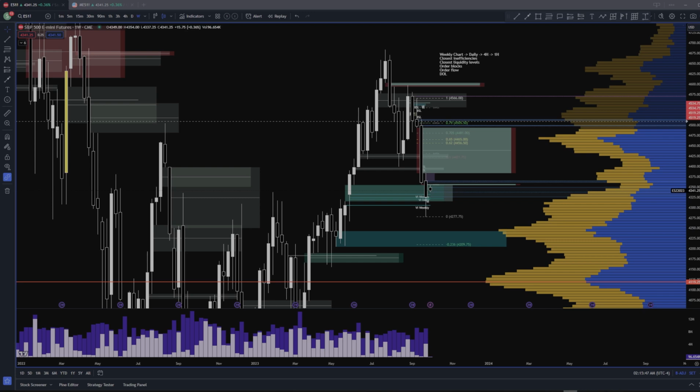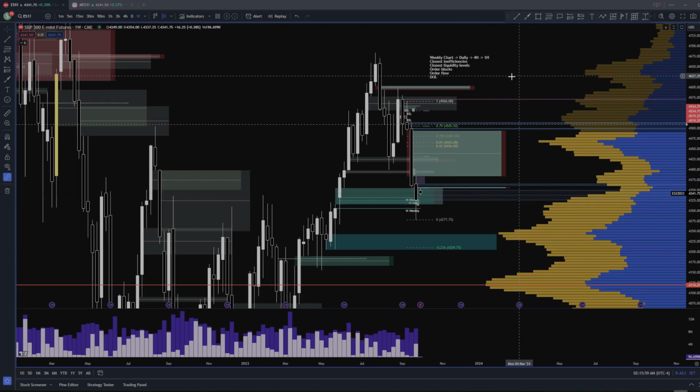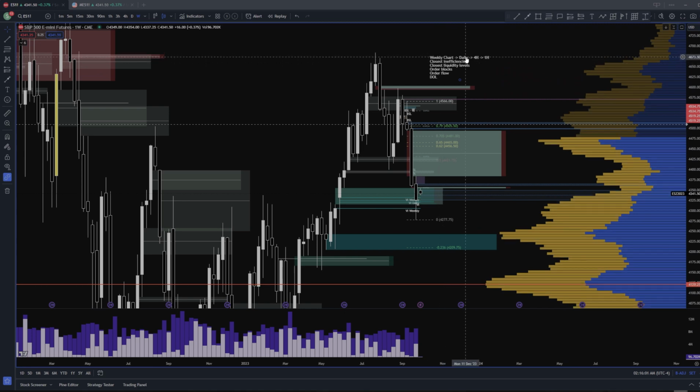I'm going to go over my Sunday charting analysis routine and analyze a higher time frame, bring it all the way down to the hourly time frame, and analyze what I see going on for the week. So we're going to start with the weekly chart, go down to the daily, 4 hour, and 1 hour chart, and we're going to run through these points right here.